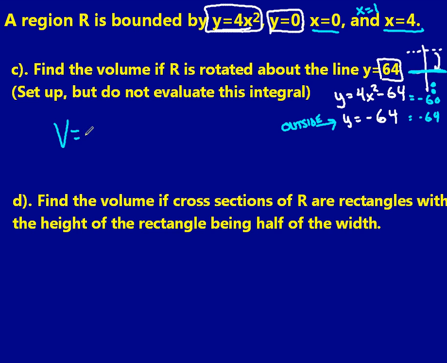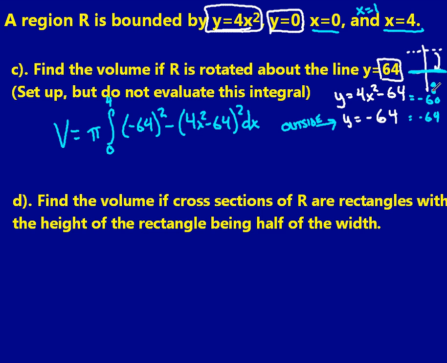So I'm still rotating, so I'm keeping all of this the same, but I'm going to do the outside guy squared minus the inside guy squared. My limits were still 0 and 4. And that's all you need to do. You can stop right there because it says set it up, but do not try to evaluate it. So again, make sure you go the outside minus the inside, each of them squared. And again, you know this is the outside because it is further away when you plug in. It's further away from where you're rotating.